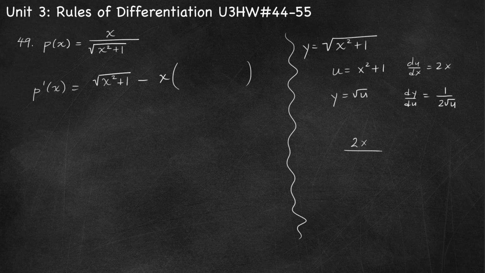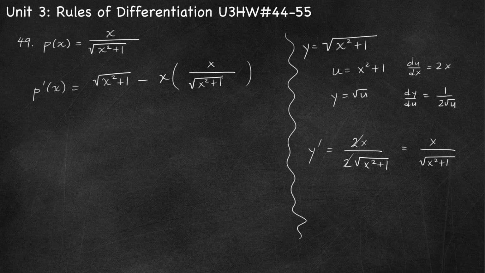So 2x over 2 times the square root of x squared plus 1. That's my derivative. The 2's cancel. So we have x over the square root of x squared plus 1. That's the derivative of the square root of x squared plus 1. So that's what goes over here now. Square root x squared plus 1.